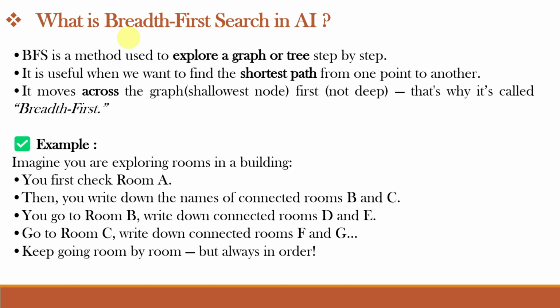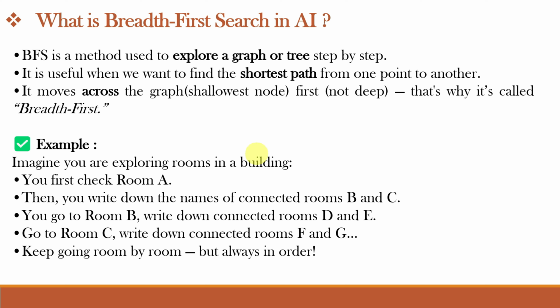Let us begin by understanding what breadth first search or BFS actually means. BFS is a method that helps us explore a graph or a tree step by step. It is very helpful when we want to find the shortest way from one place to another, just like how we look for the shortest route on Google Maps. Now, why is it called breadth first search? Because it checks all the options at the same level first. That is, shallowest node first, not deep, like checking all the nearby rooms before going deeper into other rooms.